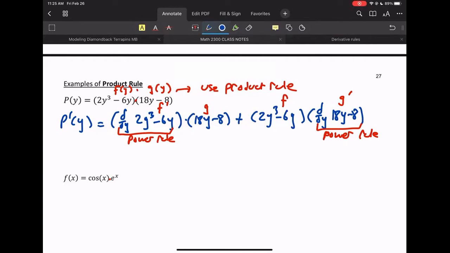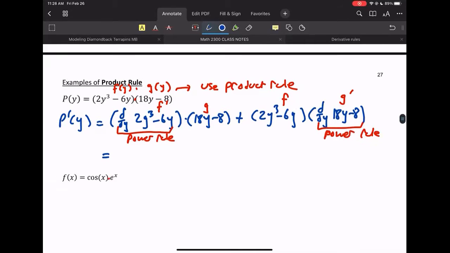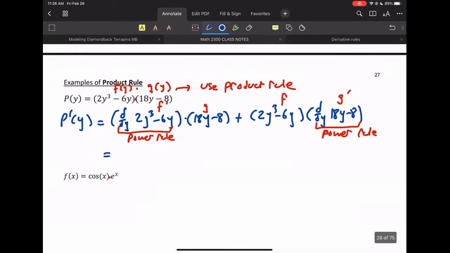So let me do those power rules. Do we want to see the details of those power rules still? I'll just do the details just in case people are still confused by that. So we bring down the power, multiply, subtract 1 off the power, right? So it ends up being 2 times 3 times y to the 3 minus 1, and then 6 times 1 times y to the 1 minus 1.